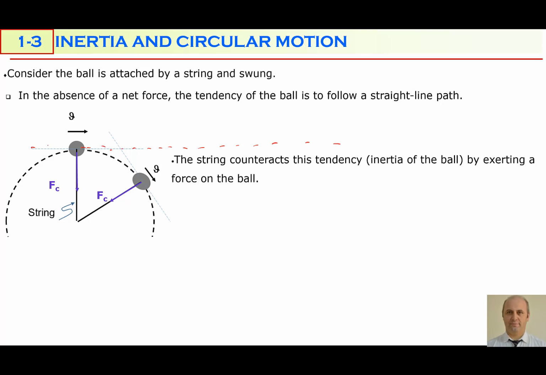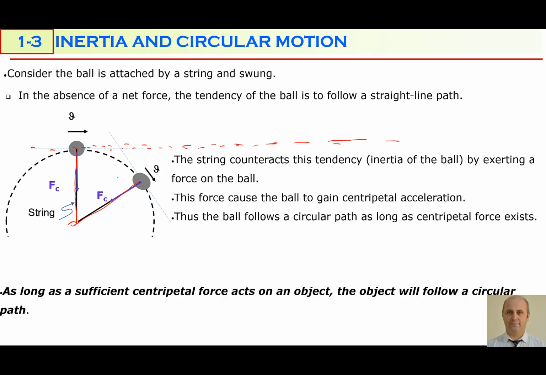The natural tendency of the object is to follow the straight line path, but because you attach this ball by a string to a point, this string applies a force on the ball and causes a change in its direction, and that's why the ball gains a centripetal acceleration.